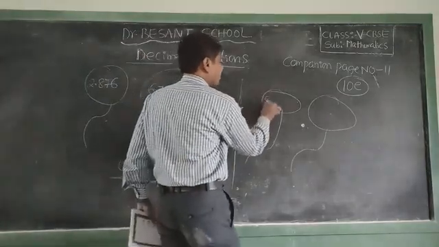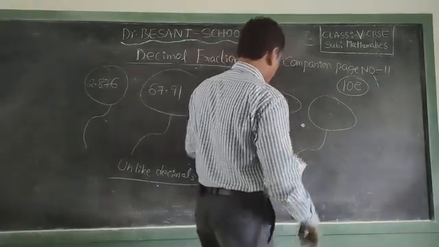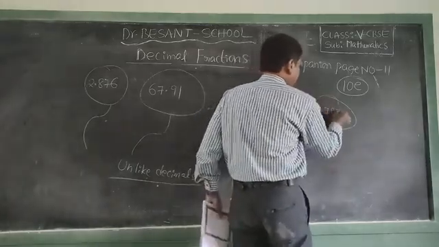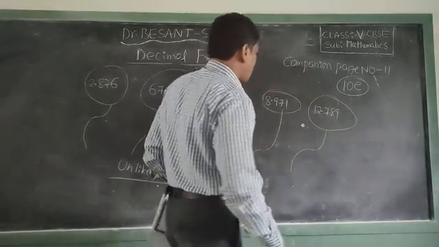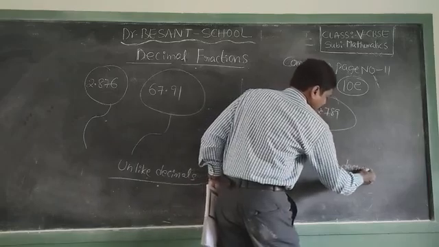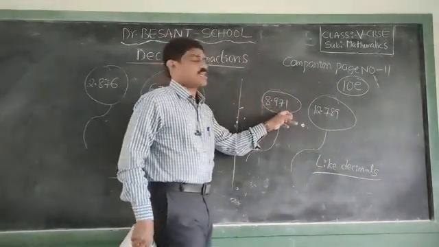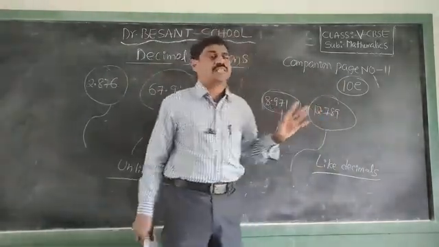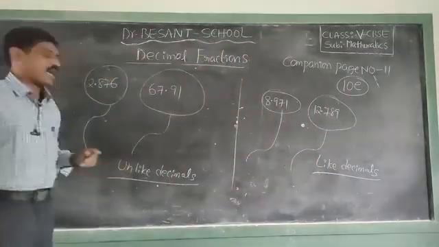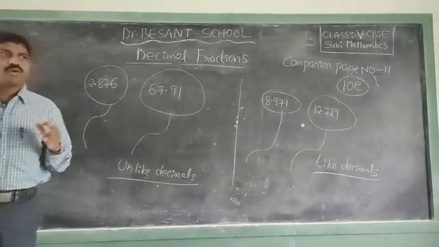See here, 8.971, 12.789. These two are like decimals. After decimal 3 digits, here also after decimal 3 digits. That's why these two are like decimals. These two are unlike decimals. Okay, children, it's very clear now. Note down.